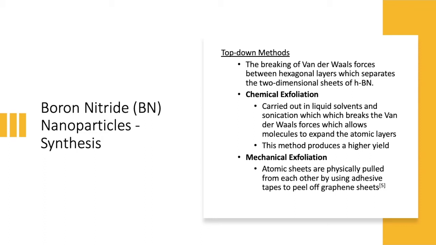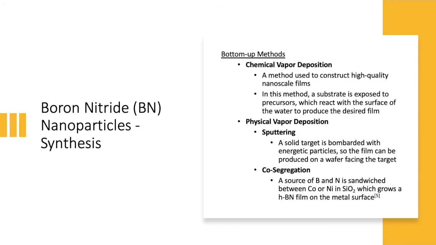I have an image at the end of this that illustrates it a little bit easier. And then there's also another method called the bottom-up method. The chemical vapor deposition is a method used to construct high-quality nanoscale films. In this method, a substrate is exposed to a precursor which reacts with the surface of the wafer to produce the desired film. And then the physical vapor deposition, there are two types of it.